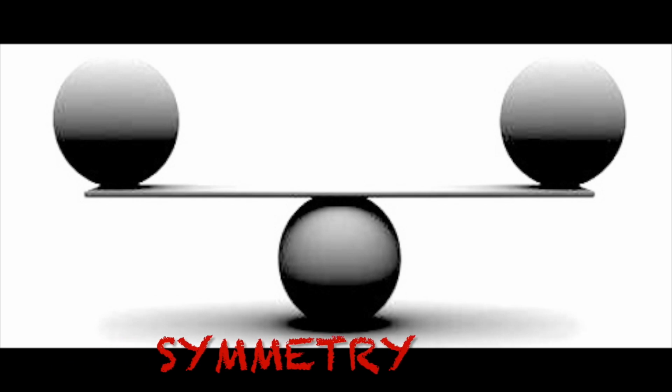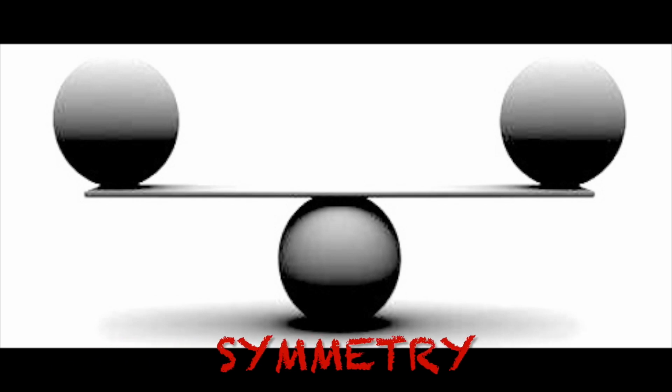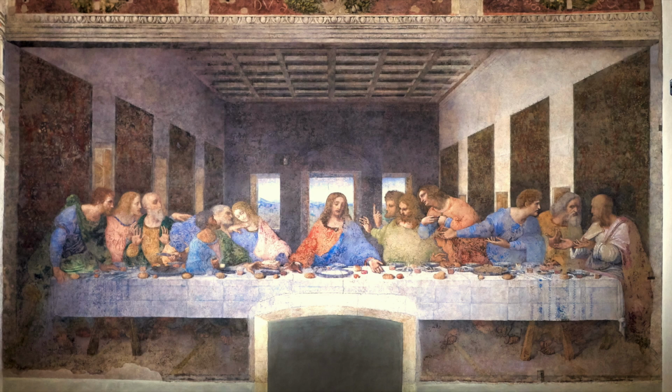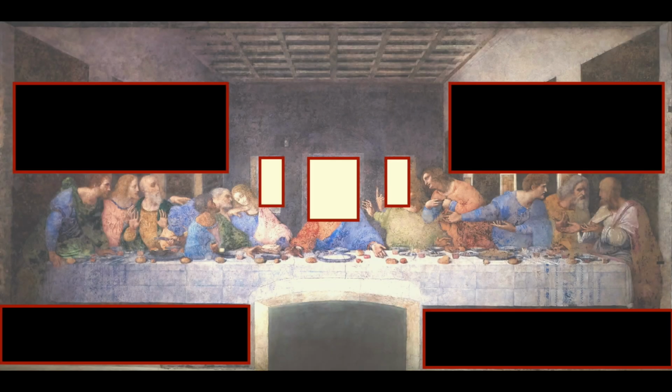Let's first consider symmetry. Things that are equally balanced on both sides of the center line, like this Da Vinci painting. If you drew a line down the middle, you could see that there are elements almost equal on both sides of that center line. If we draw boxes around those major elements, it's even more obvious how balanced it is.